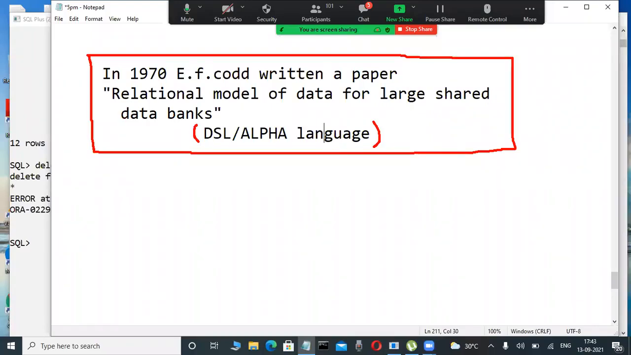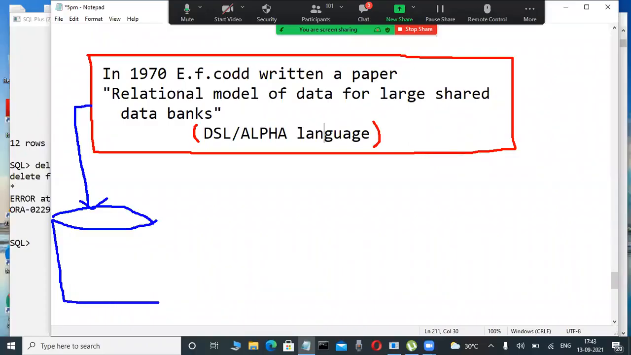Which company? Maybe guess the company name. In 1970, only one company introduced the first relational data model product. At least guess that company name. Nowadays Oracle is there, SQL Server is there, DB2 is there. So many relational data model products are there. But in the initial stage, in 1970, Oracle is not there.